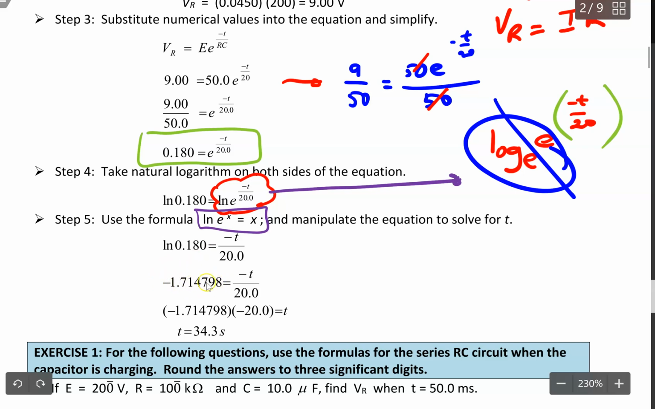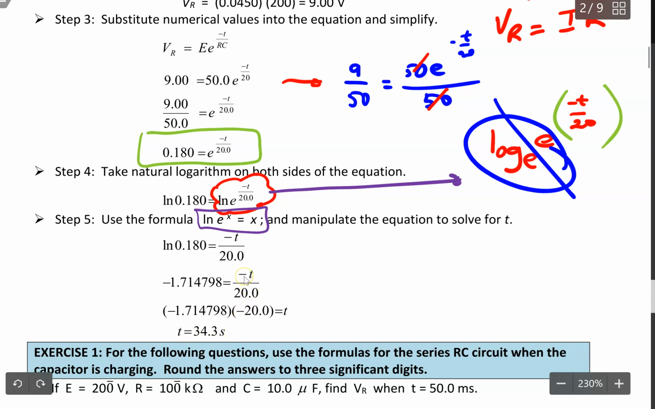You see, I keep quite a few decimal places because I have to round to 3 significant digits at the end. So the more decimal places you keep, the more accurate your answer. So then I have on the other side equal to this, right? So you can multiply this over to the other side of the equation, and you can apply the negative sign to that, and in the end I should have t equal to 34.3 seconds.